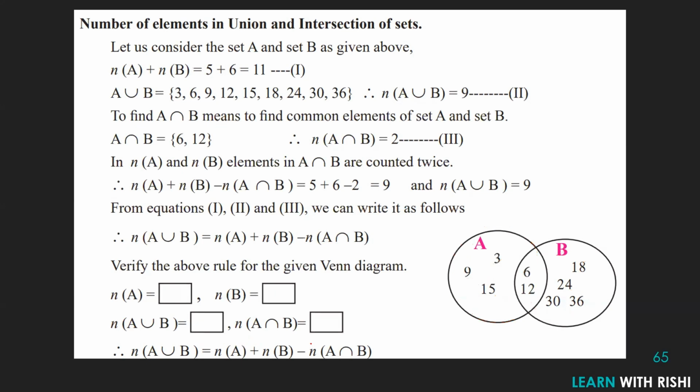Okay, so I hope you understood how we find a union of two sets, intersection of two sets, what are disjoint sets, and properties of union and intersection of sets. And the last topic, that is number of elements in union and intersection of sets.